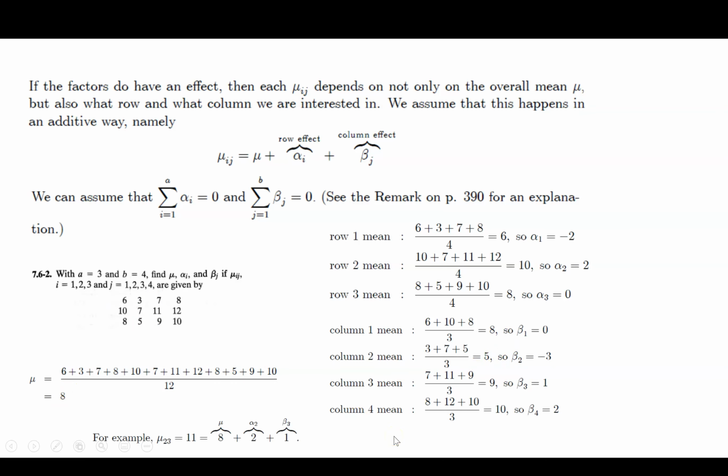All right. So as another example here, just to show the additive nature of our model, if we look at mu sub 2,3, that's 11. Notice the overall mean is 8, so that's our mu piece. The row effect of being in row 2 would be adding 2 to that 8, so we get 10, and then the effect of being in column 3 is adding a 1 to the mean, so we would have a +1 there. So that's just breaking it up into its pieces.